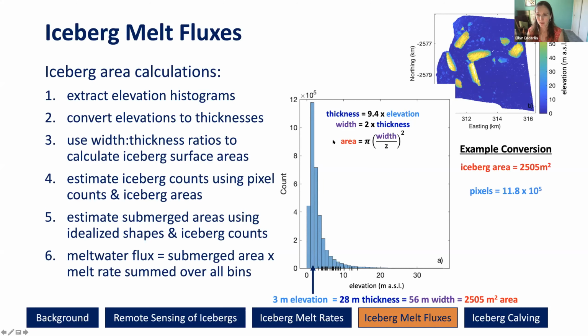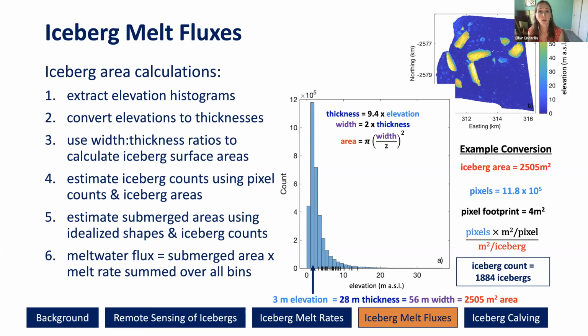To give you an example, down here I say a 3-meter elevation bin equals about 28 meters of thickness, or about 56 meters wide. That would mean each iceberg in that bin has an average area of about 2,505 square meters. Well, then I know the number of pixels in that bin, and I know the footprint of each pixel. These are 2-meter resolution DEMs. So I can combine all of that information to come up with a number of icebergs that corresponds to that elevation bin.